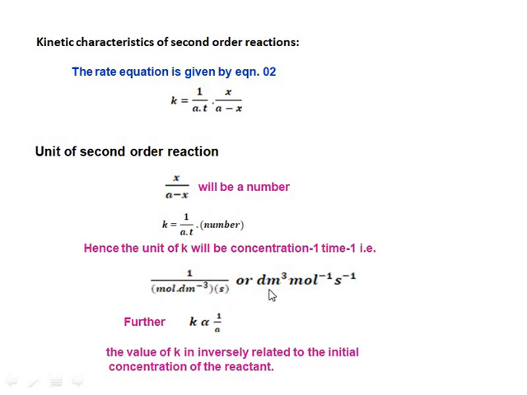So the unit is dm cube per mole per second, since the minus power of dm cube converts to plus and mole converts to per mole. This is the unit for the second order reaction. Further, k is directly proportional to 1 upon a. The value of k will be inversely proportional to the initial concentration of the reactants.